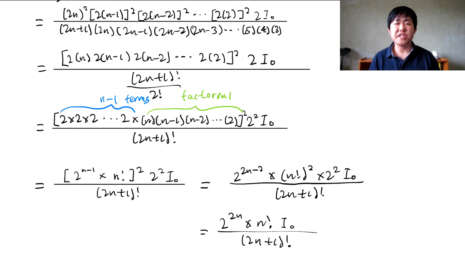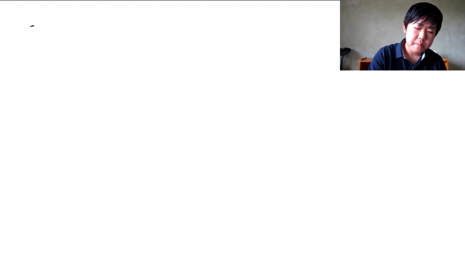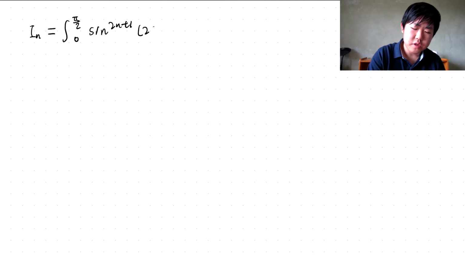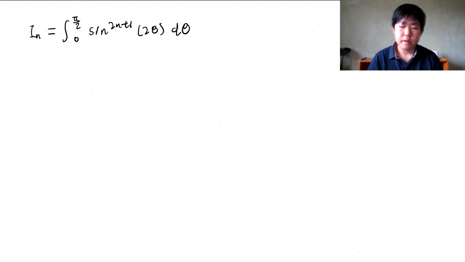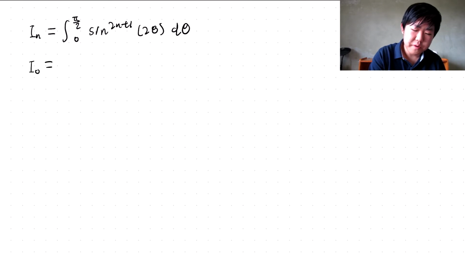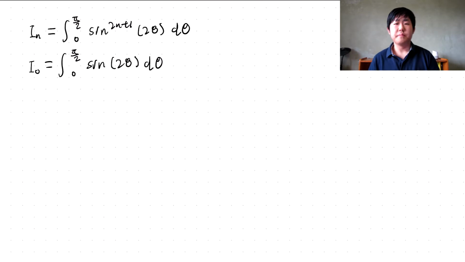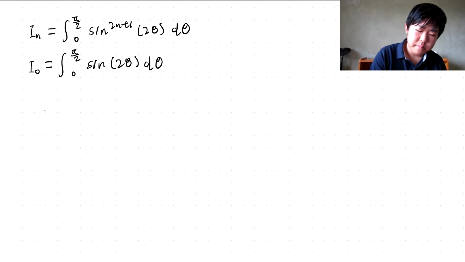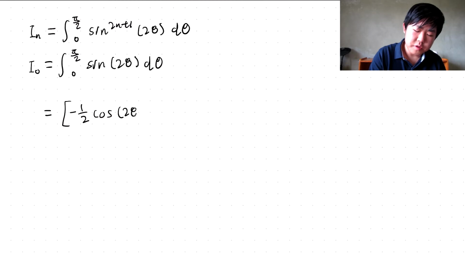Now let's find out what I0 is. So let's write down in here. Integral from 0 to pi over 2 of sine 2n plus 1 of theta, d theta. And then we need to swap out n with a 0. So here it's going to be the integral from 0 to pi over 2 of sine 2 theta, d theta. And now we just need to integrate this. So this is going to be minus half cos 2 theta, with bounds of 0 and pi over 2.